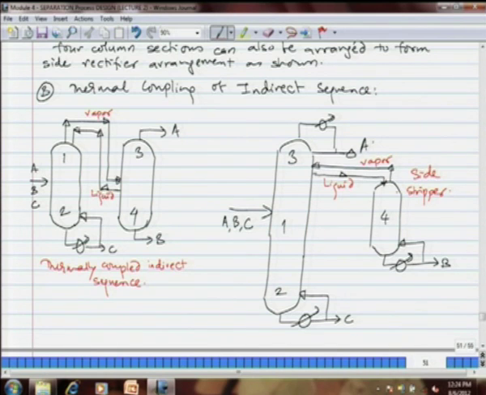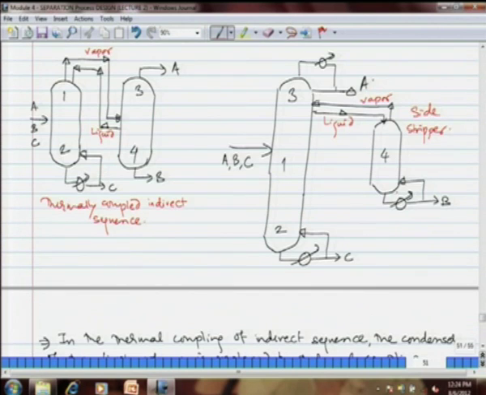and then you can see a short column which is known as a side stripper besides the main column. Now, the side stripper takes reflux liquid from the main column and then returns vapor to the main column, and here middle product B is taken off as a bottom product. So, this particular arrangement is called a side stripper, because the middle product is taken off as a bottom product. In the previous case, the side rectifier, the middle product was taken up as a top product.